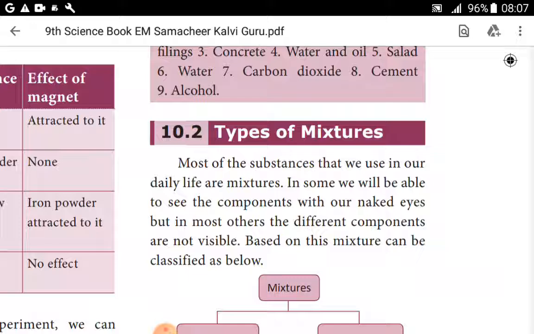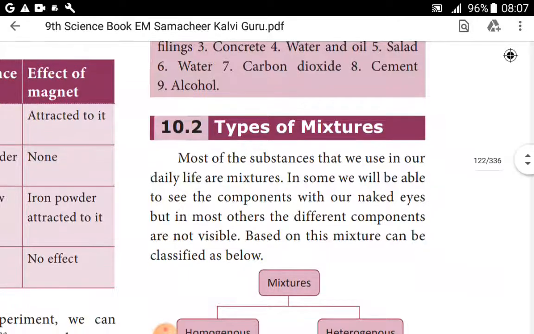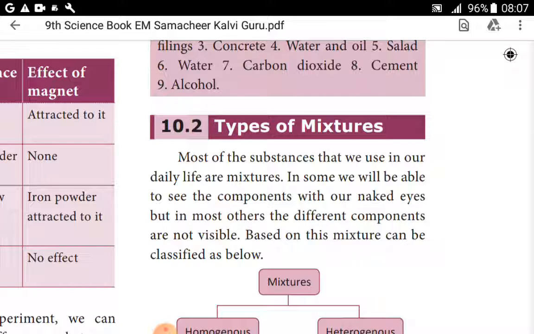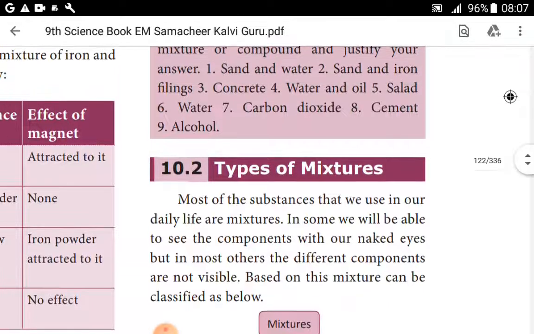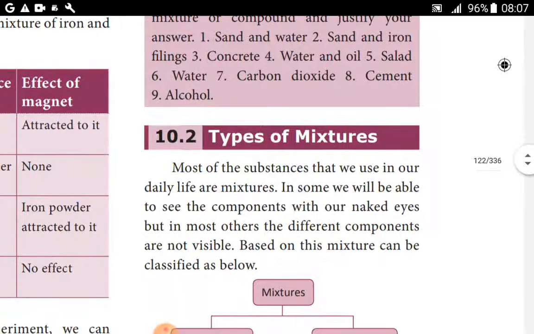Then you take cement. Cement is a mixture. Cement constitutes lime and ash. It is a combination of different kinds of elements. So it is a mixture.